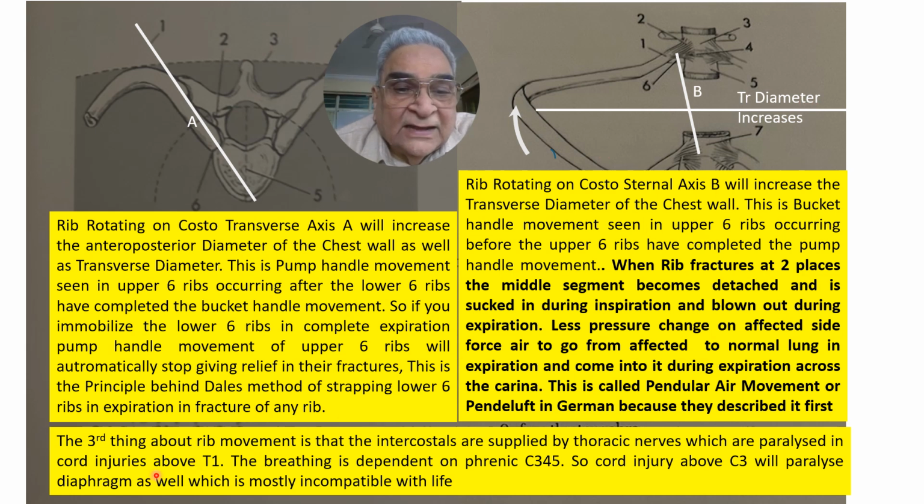The third thing about rib movement is that intercostals are supplied by the thoracic nerves, which are paralyzed in spinal cord injuries above T1. Then the breathing is dependent on the phrenic nerve, which is supplied by C3, 4, and 5. And if there is a spinal cord injury above C3, it is incompatible with life. So these are the three things that you have to learn about movements of the rib.